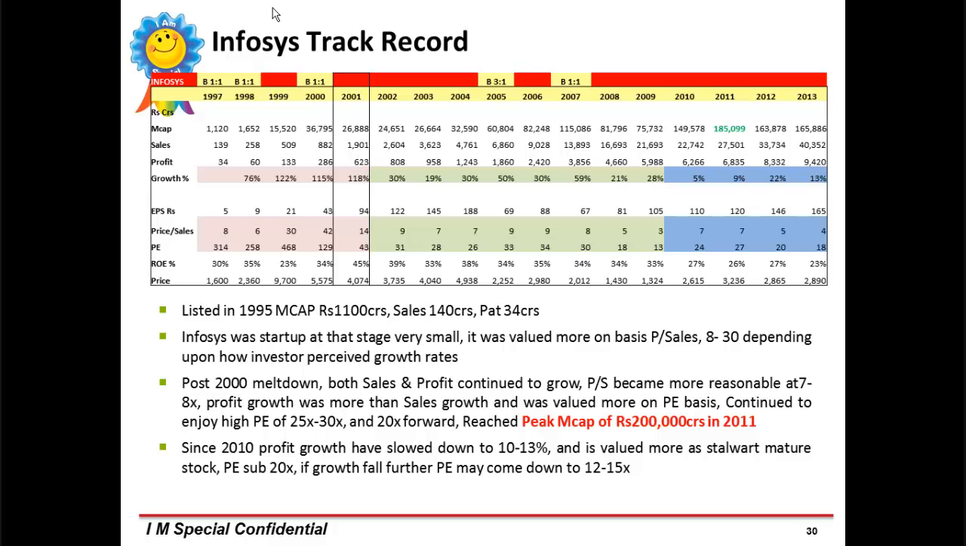At the time when Infosys was listed, it was more of a startup company, very small. It was valued more on a price to sales basis, and the price to sales varied between 8 to 30 depending upon investors' perceived growth rate. By the way, the Infosys IPO was devolved. When I say devolved, there were no investors ready to buy the stock. One very influential group came in and rescued the stock. They invested a lot of money in the stock and made a lot of multi-baggers.